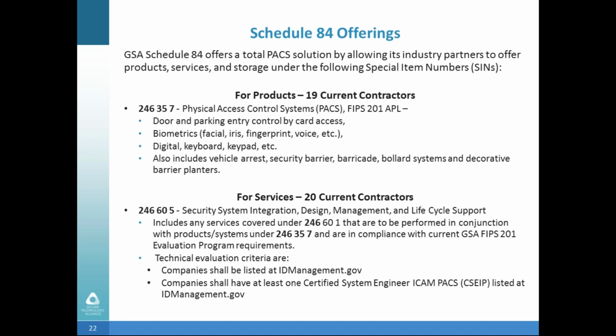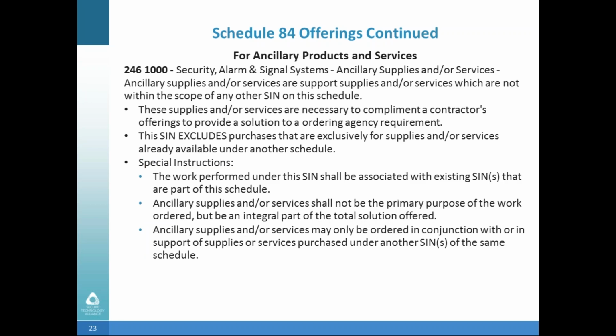Something that's also unique to Schedule 84 is the offering of ancillary products and services. And that's offered under SIN 246-1000. What this SIN does is allow for service providers that may need to offer product as part of an installation, whether it be wiring or cabling, routers, servers, cloud storage, anything that a contractor would need to offer in order to provide that total solution to the customer, to the buyer, is going to be available through the 246-1000 SIN.